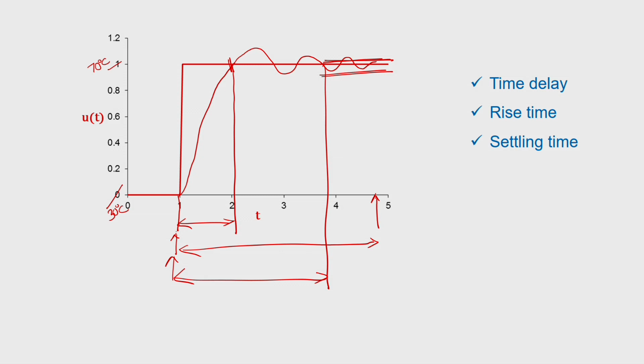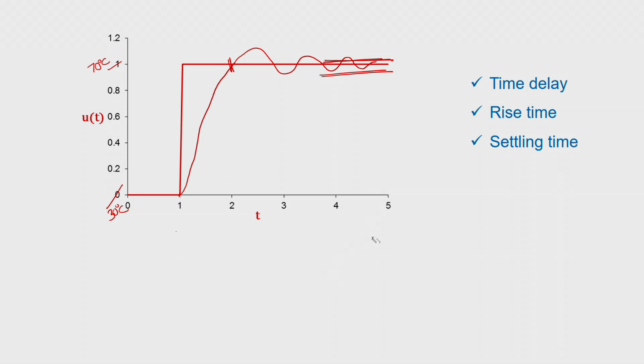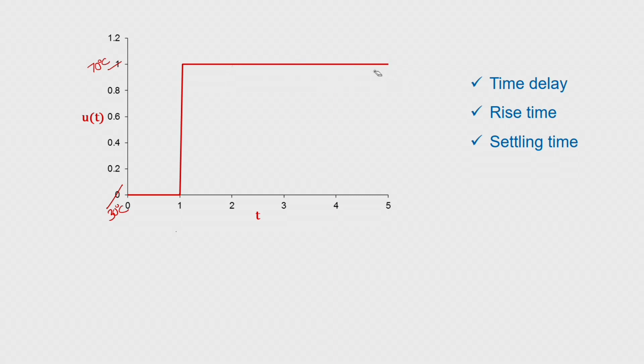So, rise time refers to the time required to reach the output magnitude for the first time, and settling time refers to the time required by the device or by the output signal to settle within a predefined band around the desired output. Settling time can be significantly larger than the rise time, and we have to be careful about our choice of the band that we are going to consider.